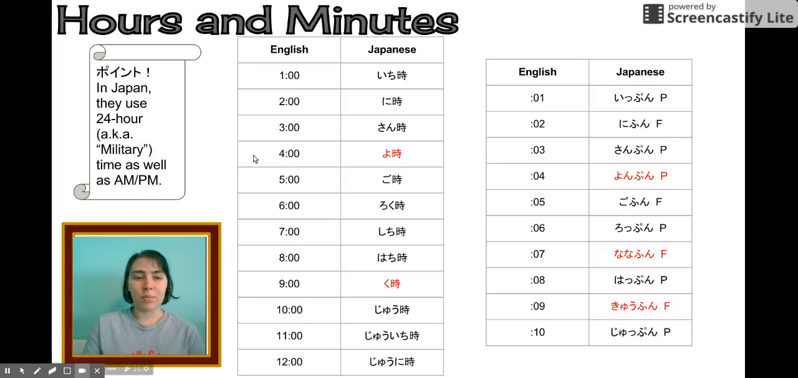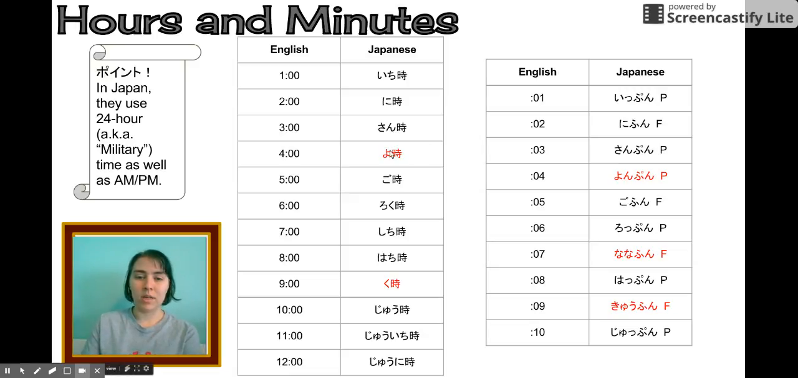Hours and minutes. Pointo. In Japan, they use 24-hour time as well as AM and PM. This results in some cool things like manga cafe being open until like 26 o'clock instead of 2 a.m., or a late night anime or TV show airing at 25:30 instead of 1:30 in the morning, to make it seem like it's still happening the previous day. Because why not? I have this chart here of hours and minutes.